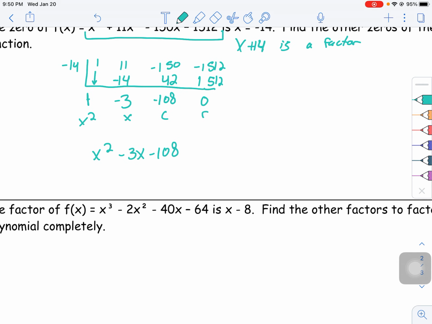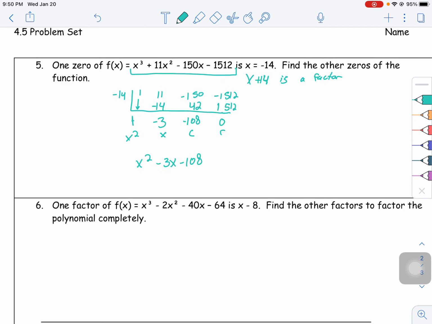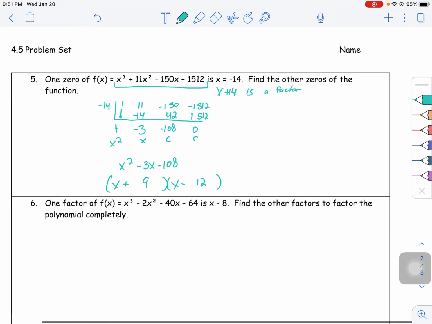All right, so now we need factors of 108 that are going to make negative 3 in the middle. So we got x and x. We have plus and minus 12. 108 divided by 12 gives you 9, which we need 3. 12 and 9 is 3. So we need negative 12 and positive 9. Awesome. So those are the factors.